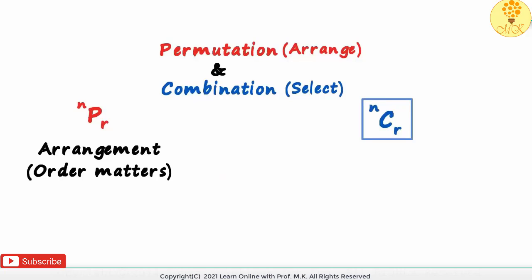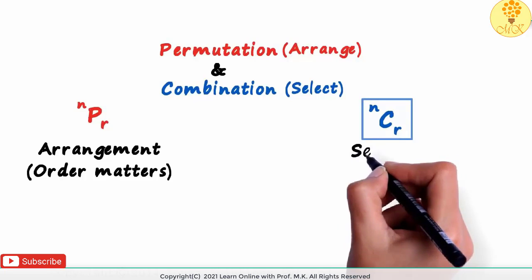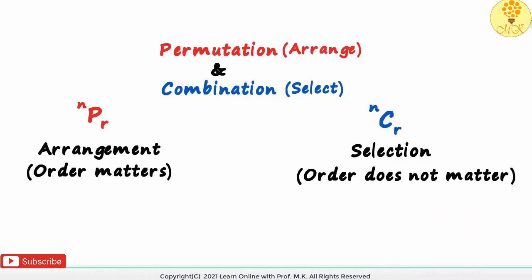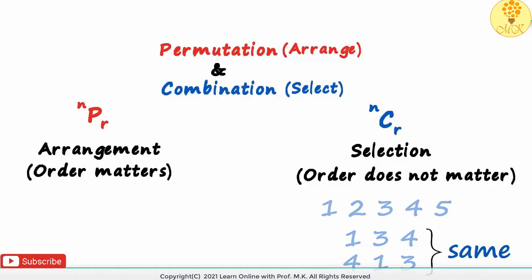And what about combination? Combination is selection. Selection is simply picking a few things. Here, the order does not matter. Say from the digits 1, 2, 3, 4, 5, we picked up 1, 3 and 4. Picking up 1, 3, 4 is the same as picking up 4, 1, 3. They are not two different cases.